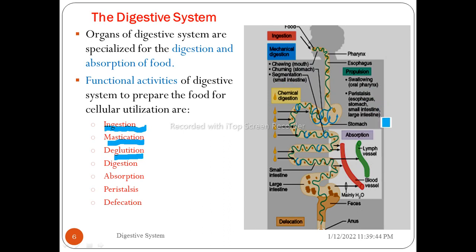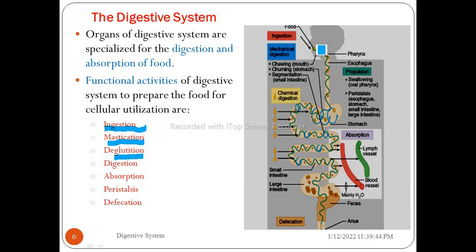Stomach and small intestine, and peristalsis occurs from the esophagus, stomach, small intestine, and large intestine. Absorption is from the GI system to the blood vessels or to the lymph vessels and capillaries. Finally, in the large intestine, water is absorbed. Then finally the feces reach the anus and it will defecate. So these are the processes: ingestion, propulsion, absorption, digestion, and defecation.